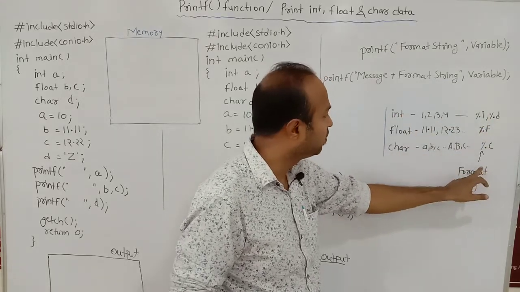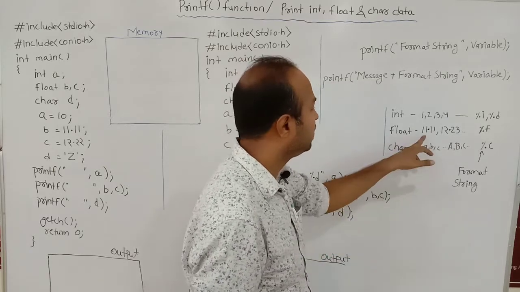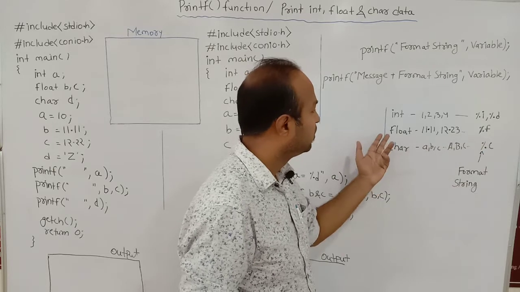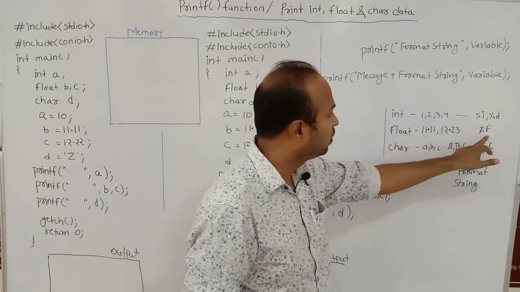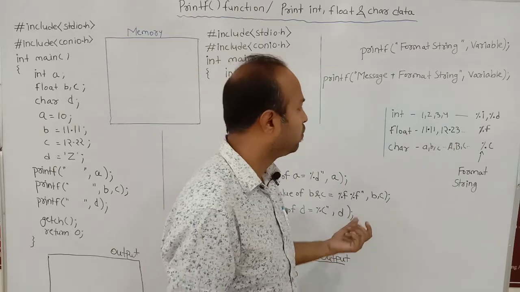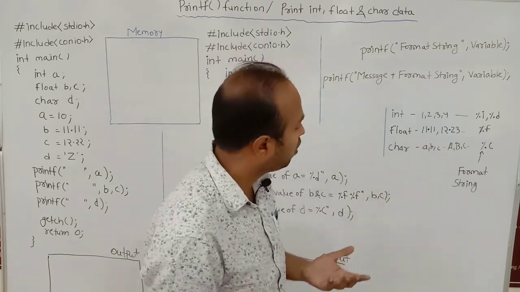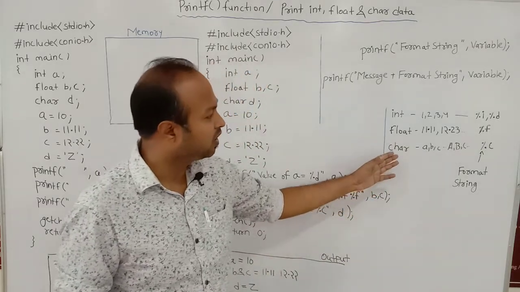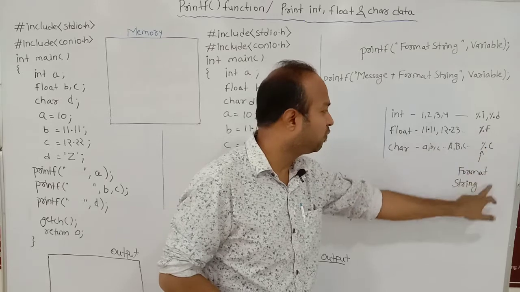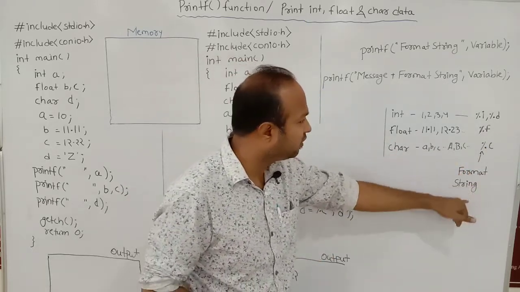These are the format specifiers. And if we want to print decimal values, means 11.11, 12.23, etc., then we have to use the %f format specifier. And if we want to print ABCD alphabets, capital alphabets or small alphabets, means character data, then we have to use the %c format specifier. These are the format specifiers, and they are also called format strings.